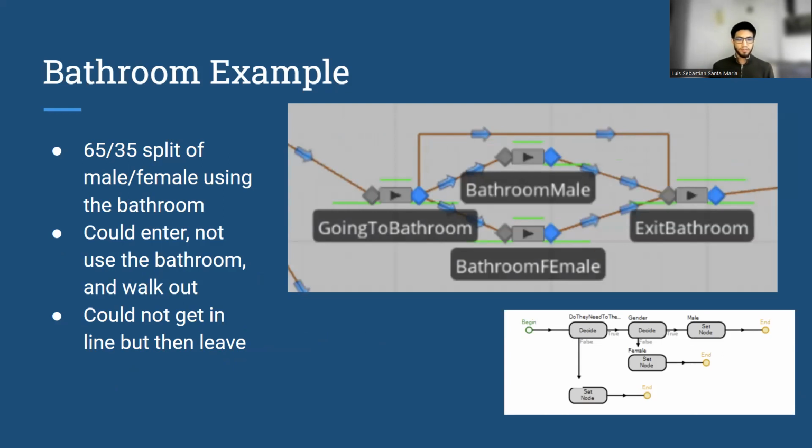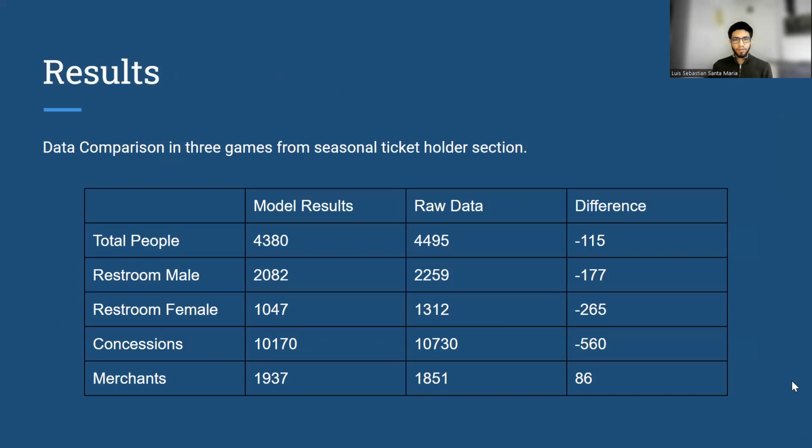So for our results, we multiplied them all into 3 games to make it easier to see and compare to the raw data given. For the total people, we had 4,300 people, where we would have had almost 4,500 people. We had a difference of 115. And for the restrooms, both for male and for female, we had a difference of 177 and 265 respectively.